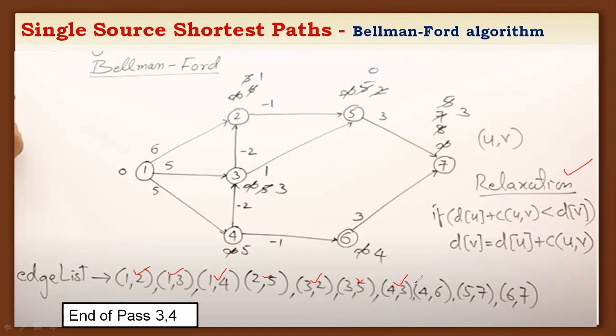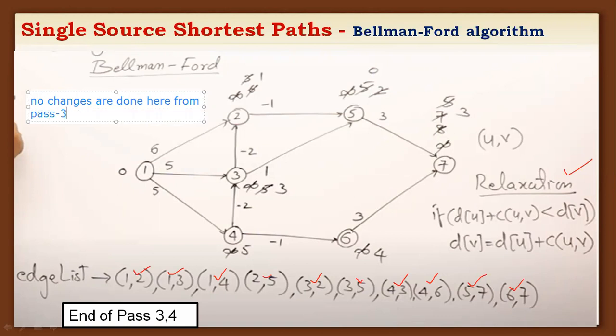So no change is applicable. 4 to 6: 5 minus 1 is 4, compare with 4, both are equal, no changes occur. 6 to 7: 4 plus 3 is 7, compare with 3, 3 is the minimum, no change occurs. So no changes are made here.